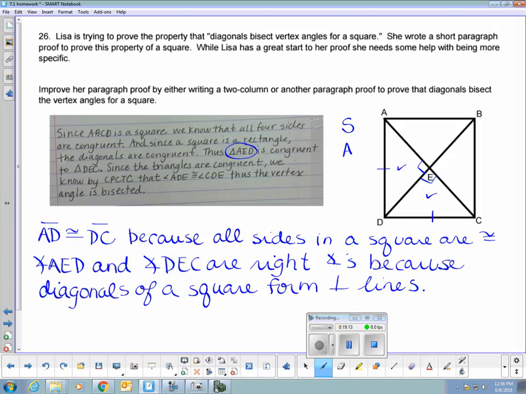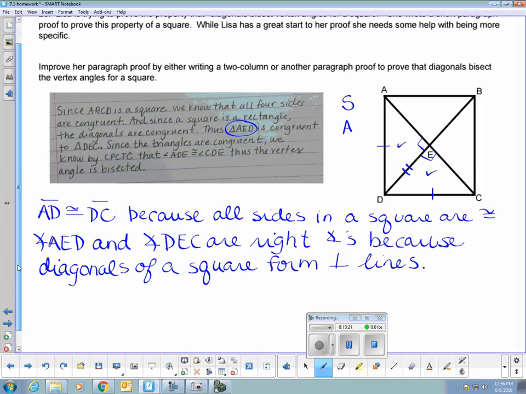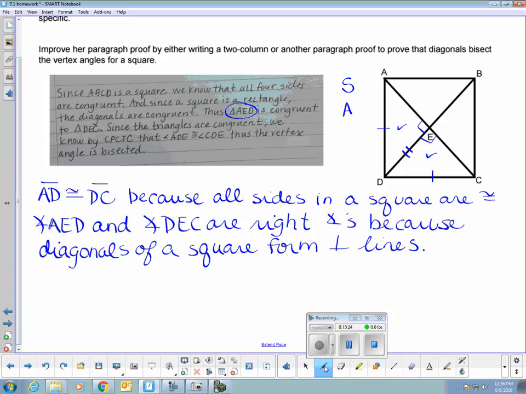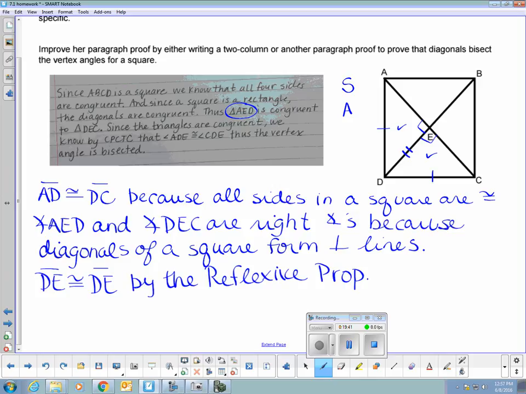And then I can finally say that side DE is a common side in both triangles. So therefore, segment DE is congruent to segment DE by the reflexive property. So that gives me another pair of sides. But in looking at this proof, let's just get these two little checks out of the way.